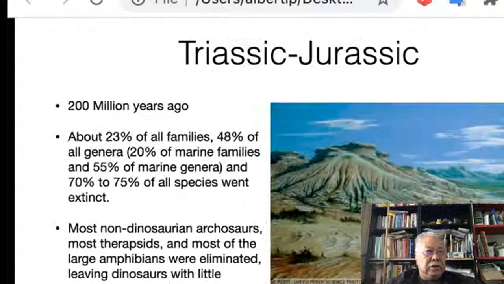In the Triassic and the Jurassic period, again, a lot of animals die, and these are the data: about 23% of families, 48% of genera. So this is a huge amount of species dead.